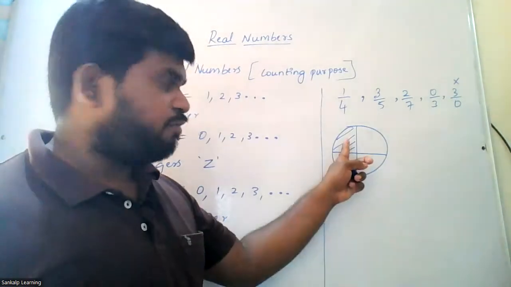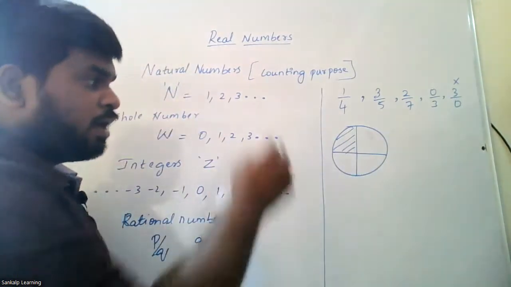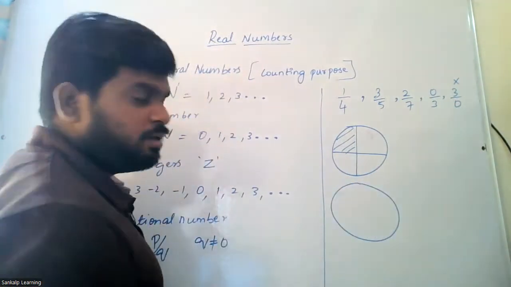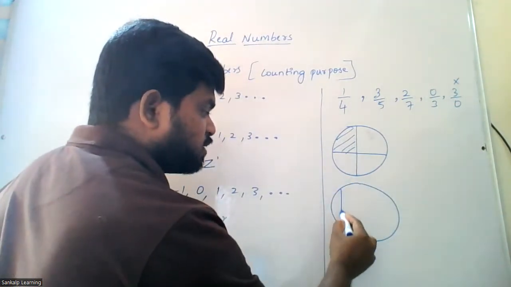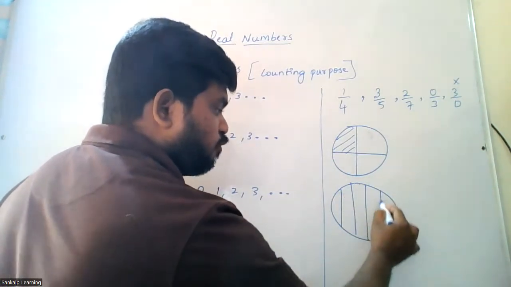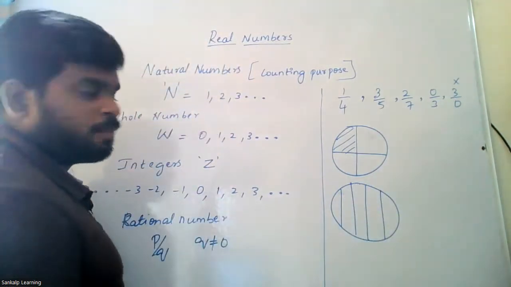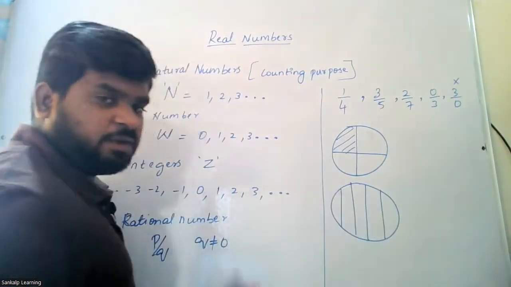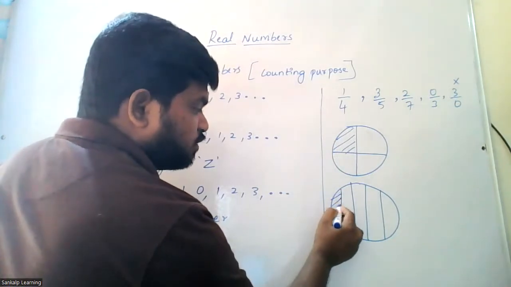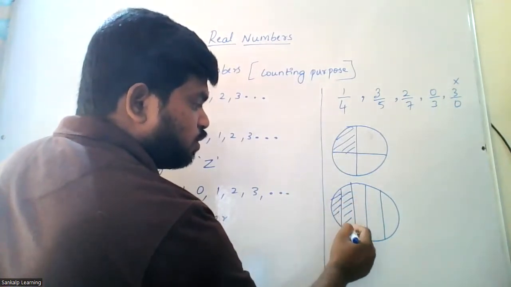Is it correct? 1 by 4. This is 1 by 4. Okay. 3 by 5. Let's say there is a cake again. Let's divide into 5 equal parts. 1, 2, 3, 4 and 5. Okay. Imagine these 5 parts are equal. Okay. Now, I'm taking 3 parts out of it. This is 1 part, 2, 3.